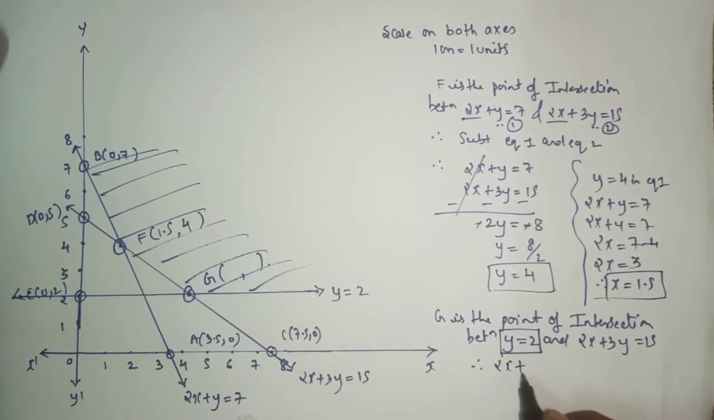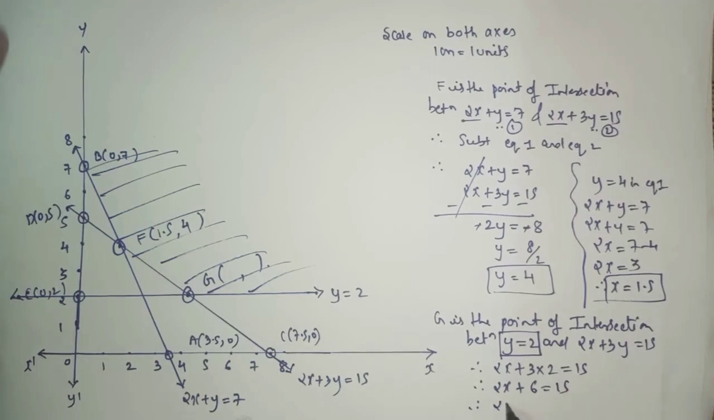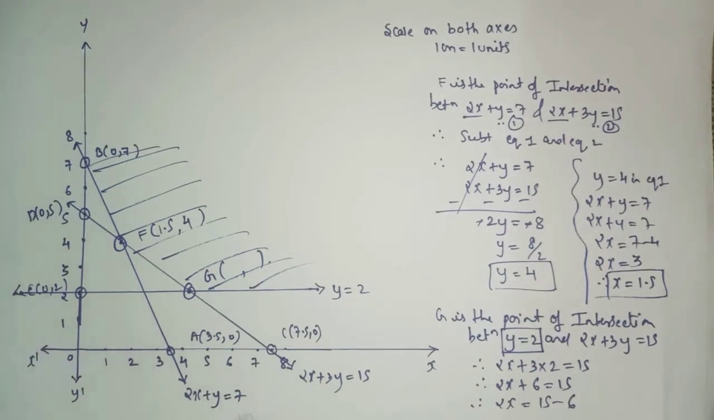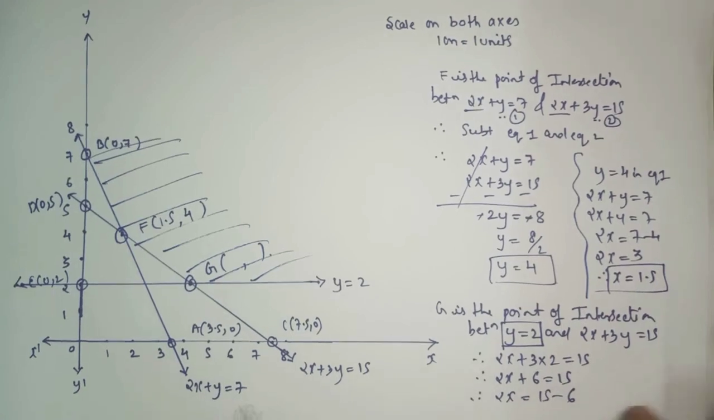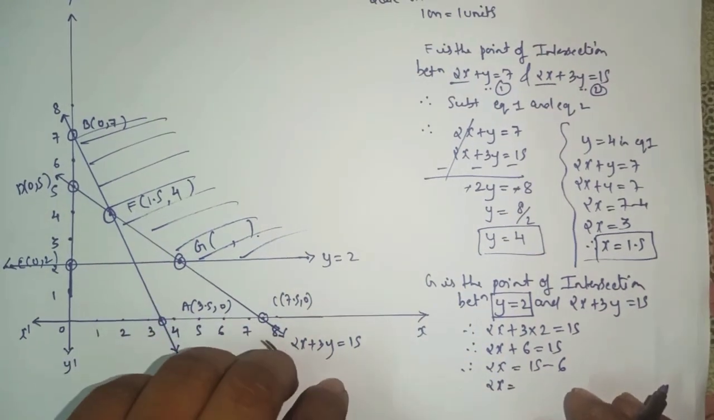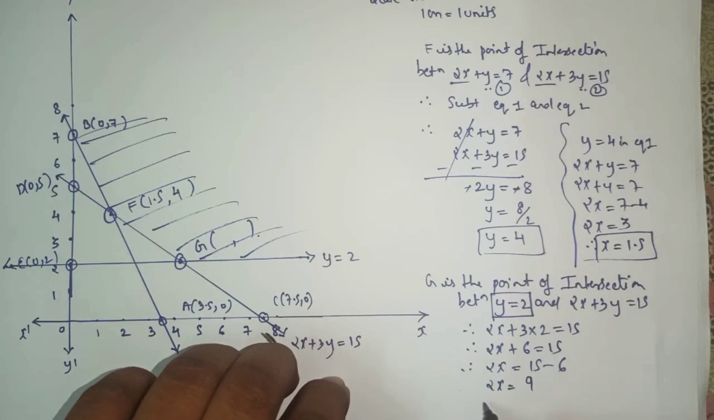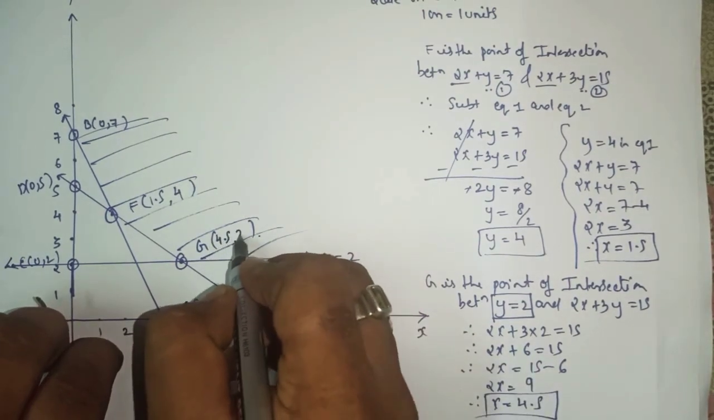So 2x plus 3 into 2 equals 15. So therefore 2x plus 6 equals 15. So therefore 2x equal to 15 minus 6. Yes or no? So therefore 2x equals 15 minus 6, which is what? 9. So therefore x equals 9 by 2, it is 4.5. So here we got 4.5 comma 2.